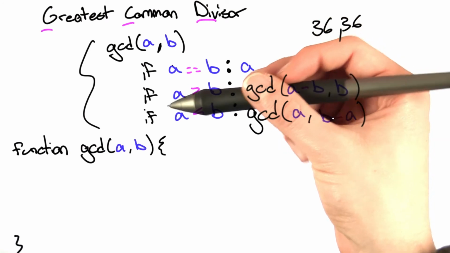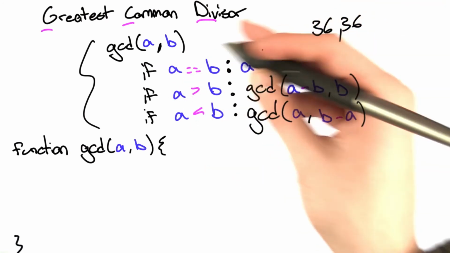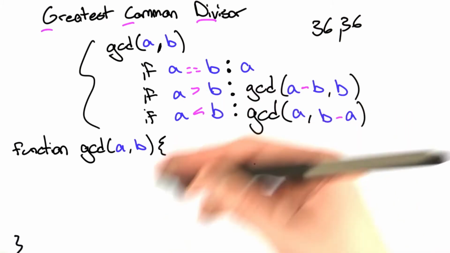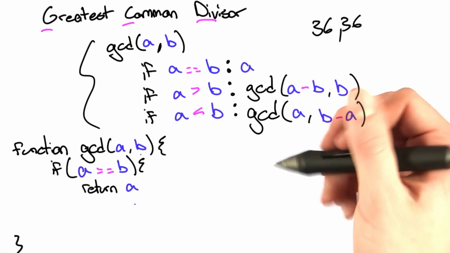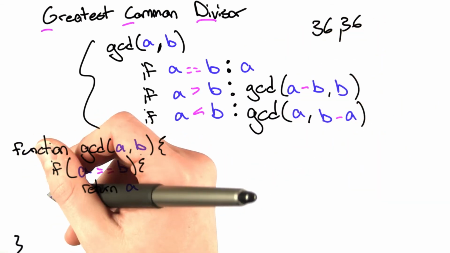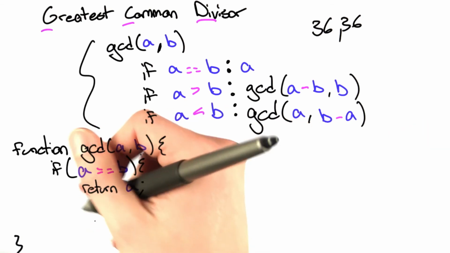Now, the first thing we're going to do is an if. If a equals b, we're going to return a. And if you haven't already figured it out, this is a recursive definition, and we're going to use it to write a recursive function. If a equals b, we're going to return a, just like we said. Oh yeah, and don't forget your semicolons, just like I just did.